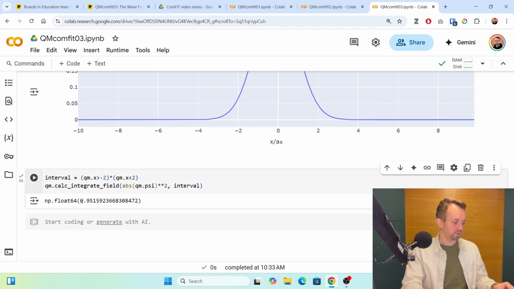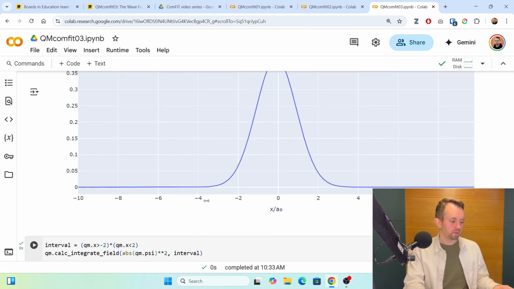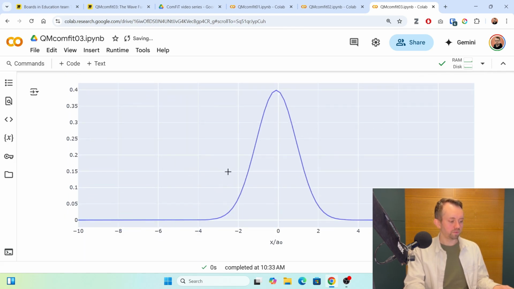And then you can see 0.951, which was exactly the value that we calculated previously. Now, what does this mean? It means, since this is the absolute value of the wave function squared, that it's a proper wave function, because when I integrate over the whole domain, I get 1. So the particle is going to be found somewhere.